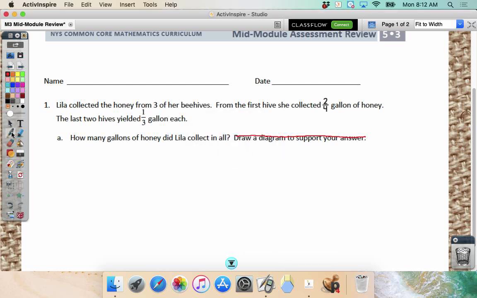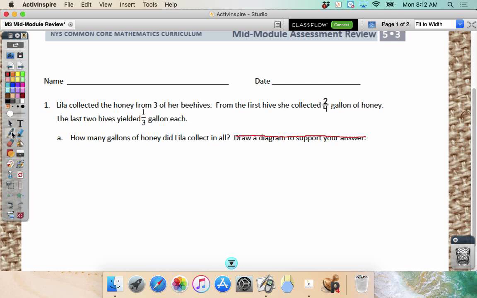All right, so I'm going to read it. We don't have to draw anything, and we're going to decide how to set this up. Lila collected honey from 3 of her beehives. From the first hive, she collected 2/4 gallons of honey. The last 2 hives yielded 1/3 gallon each. How many gallons of honey did Lila collect in all?